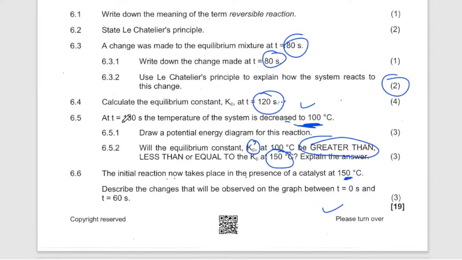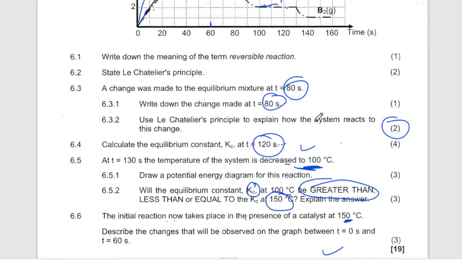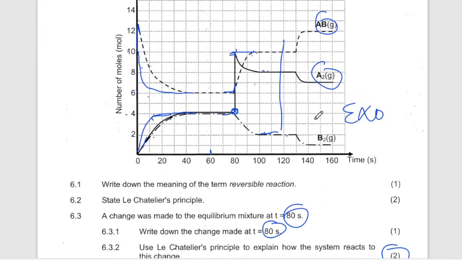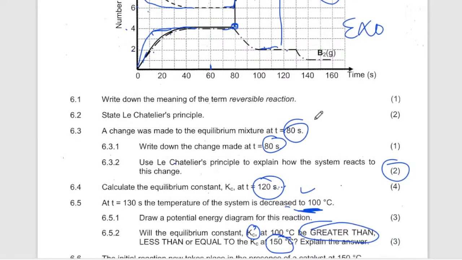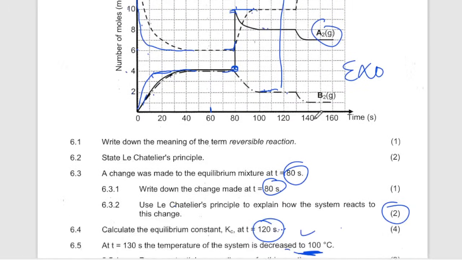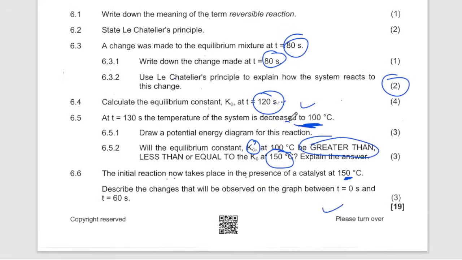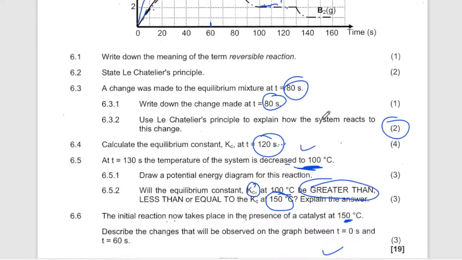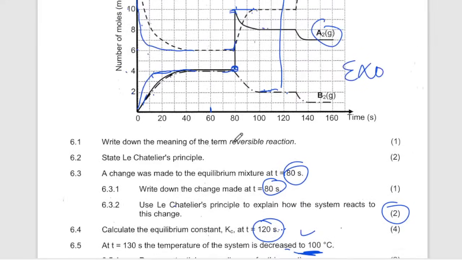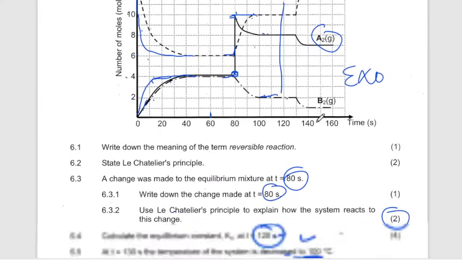Because at temperature the system decreased to this. No, they decrease the temperature, and the forward reaction is endothermic. When they increase the temperature, they decrease the temperature. At 130, the temperature of the system decreased. Yes. I don't understand. I have to check and see what you are saying.